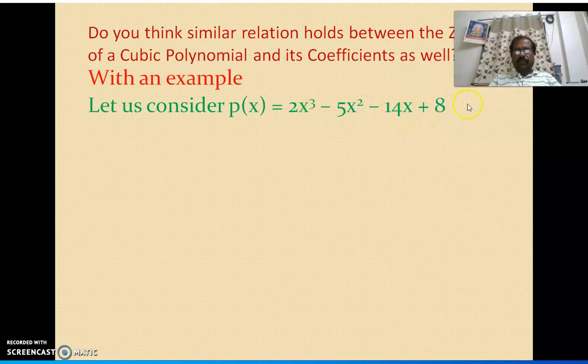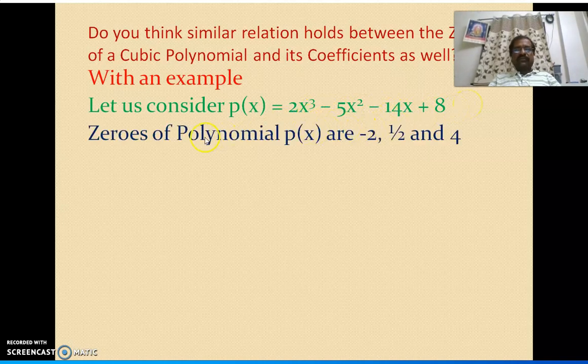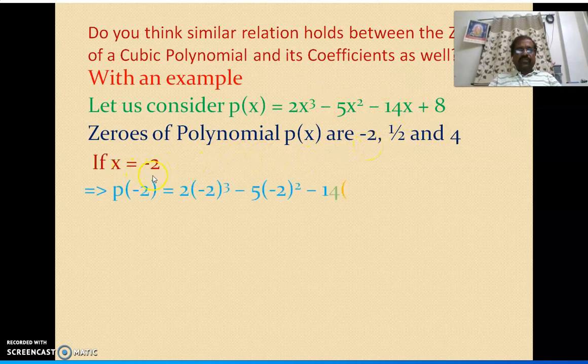This is a cubic polynomial. Zeros of this polynomial p of x are minus 2, 1 by 2 and 4. Whether these zeros are satisfied or not for this cubic polynomial, we will check it. If x is equal to minus 2, substitute minus 2 in the x place: 2 into minus 2 whole cube, minus 5 into minus 2 whole square, minus 14 into minus 2, plus 8.